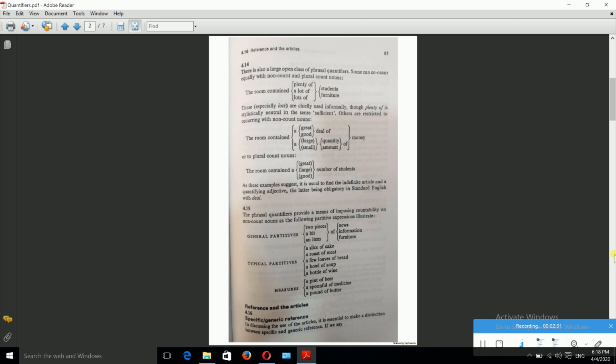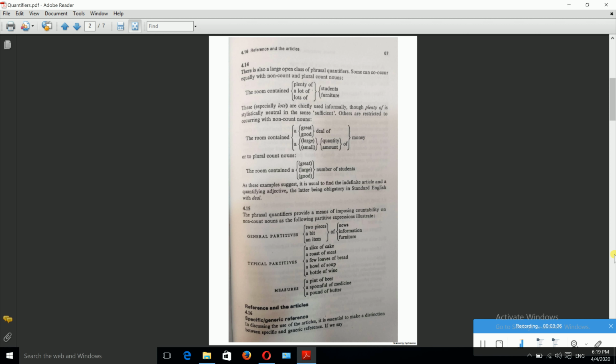Though plenty of is stylistically neutral in the sense sufficient, others are restricted to occurring with non-count nouns. For example, the room contained a great deal of, a good deal of money, or a large quantity of money, or a small amount of money. Yes, or the plural count nouns. The room contained a great or a large or a good number of students.